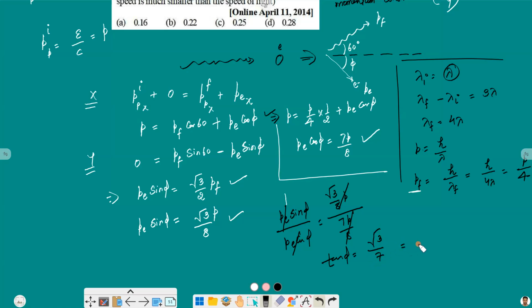Now root 3 by 7 is 0.247, and that is nearest match to 0.25. So option C will be the right answer here.